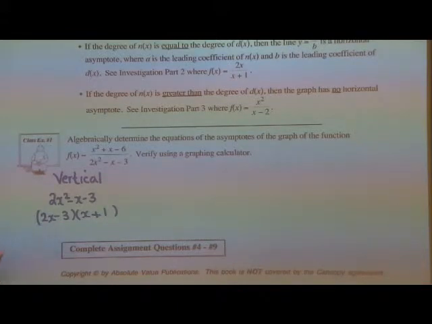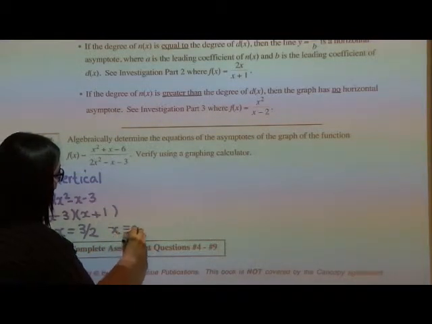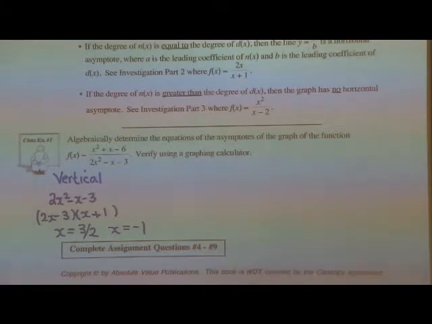So if I have a factor of 2x minus 3, what's the 0 going to be? 3 halves. So my asymptote would be x equals 3 halves. And if I have x plus 1, what's the 0 going to be? Negative 1. So my asymptote is x equals negative 1. That gives me my 2 vertical asymptotes.